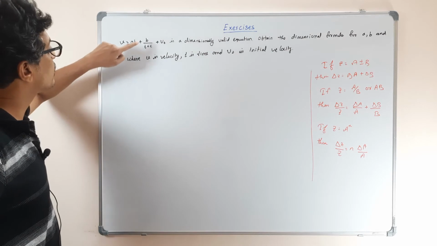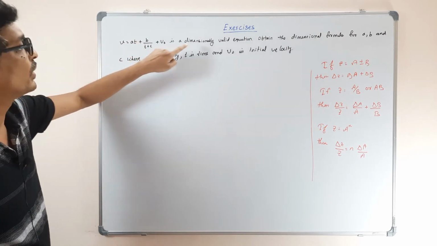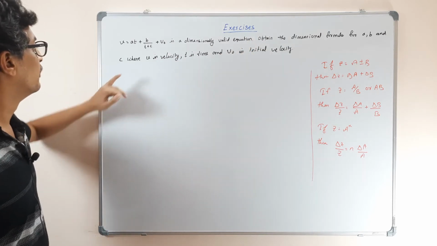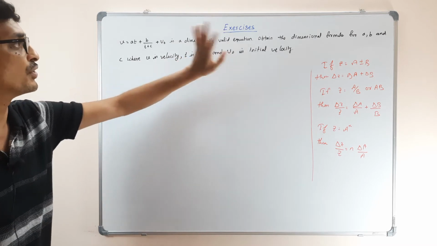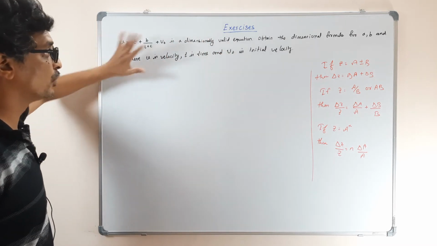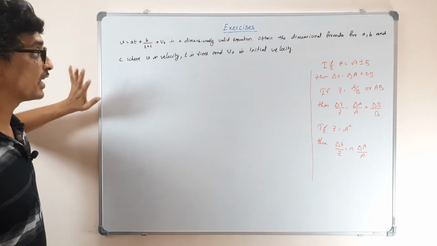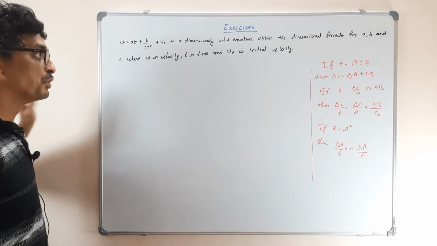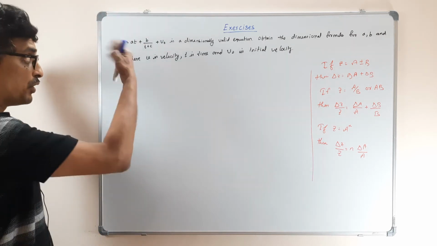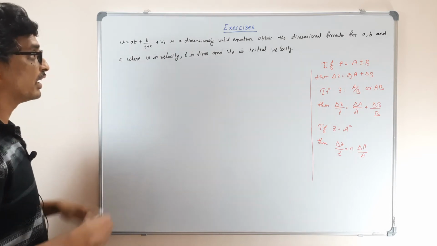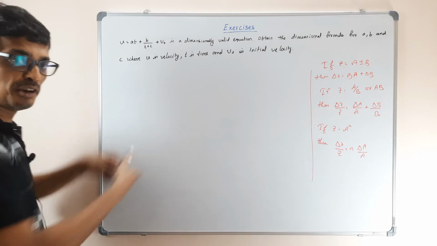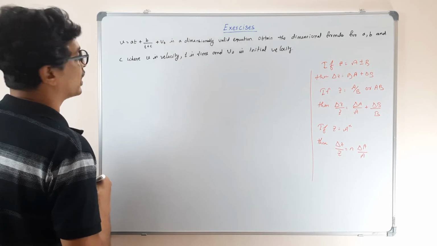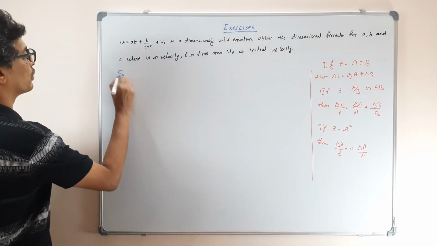V equal to A T plus B by T plus C plus V0 is a dimensionally valid equation. Obtain the dimensional formula for A, B and C, where V is a velocity, T is time and V0 is an initial velocity. See, the problem looks complicated from these equations, but I think this is a very simple problem. Many times, even though physics problems appear complicated, when you do them you will find they are very simple. These problems come for very high marks. So rather than writing a very big question, you can solve this in a few minutes and easily get the mark. Okay, the solution.